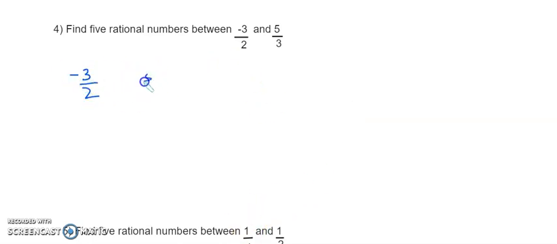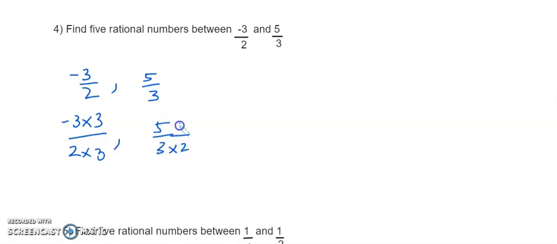Okay. Next, negative 3 by 2 and 5 by 3. Again, unlike fractions. So to make it like, I'll multiply by 3, sorry, the LCM is 6. Okay. So I end up getting negative 9 by 6 and 10 by 6.